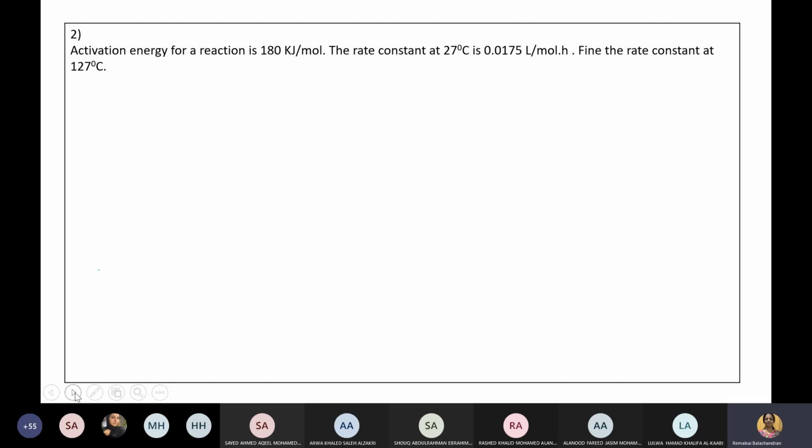Okay, we have EA, 180 kilojoule per mole. So the most important thing is you must convert kilojoule to joules. Okay, this is very important. Now T1. What is T1?